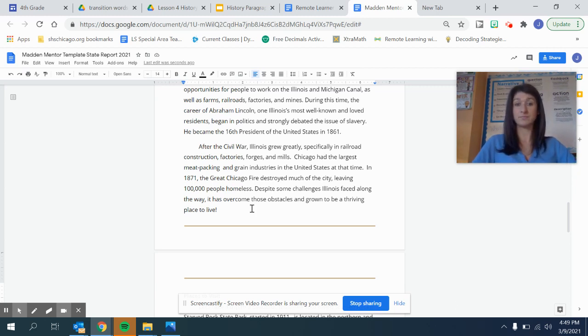After the Civil War, Illinois grew greatly, specifically on railroad construction, factories, forges, and mills. Chicago had the largest meatpacking and grain industries in the United States at that time. In 1871, the Great Chicago Fire destroyed much of the city, leaving 100,000 people homeless. Despite some challenges Illinois faced along the way, it has overcome those obstacles and grown to be a thriving place to live.